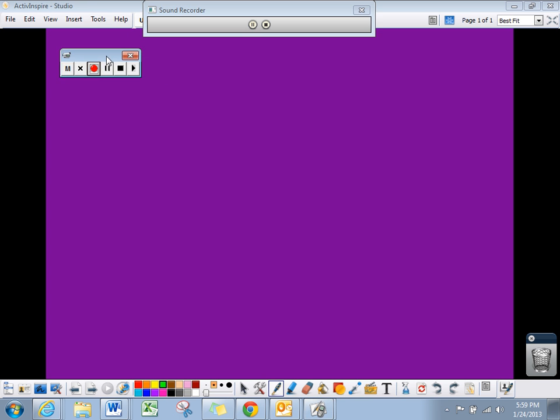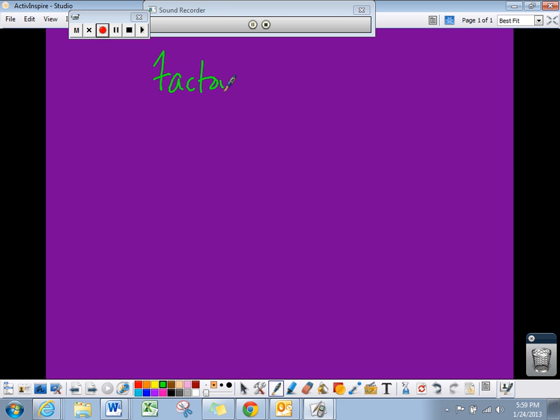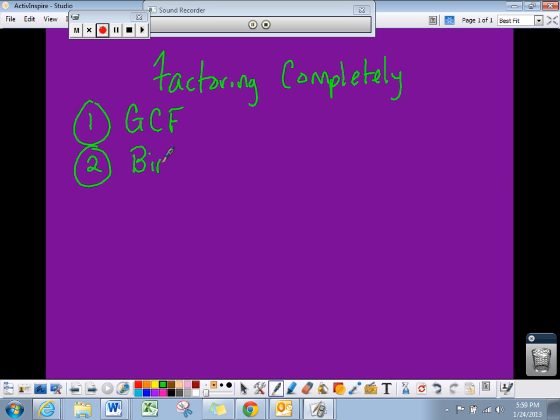Alright, so today we are going to look at factoring completely. When we want to factor completely, we want to first make sure that we factor out our GCFs. So you want to factor out your GCF. You want to identify if you have binomials.